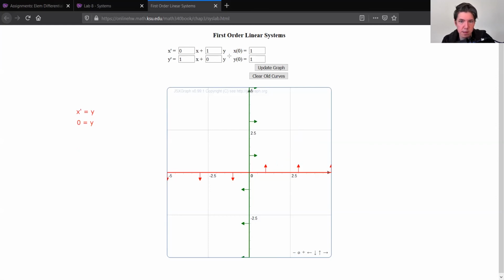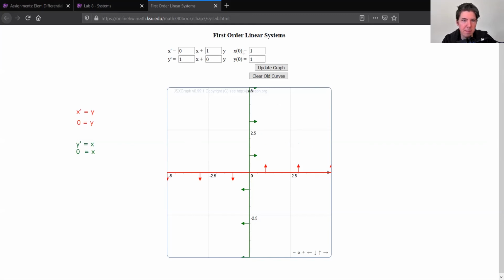There's also the nullcline that looks like this. It's y prime equal to x in this particular case. And then that means that 0 is equal to x, or x is 0. And that's what gives us this nullcline here.